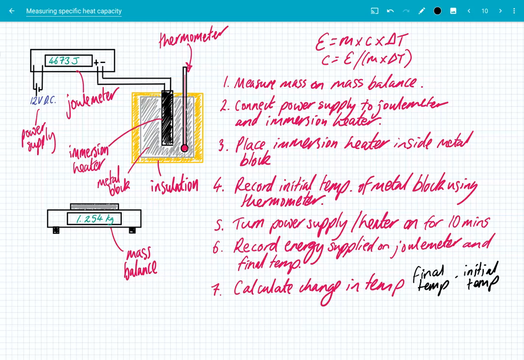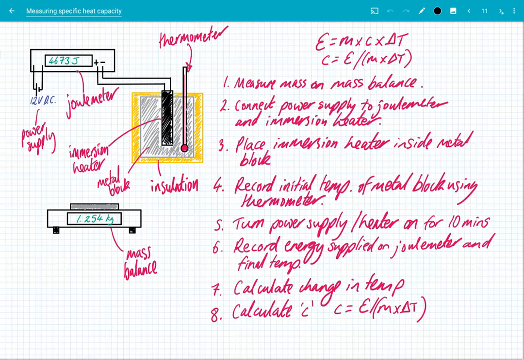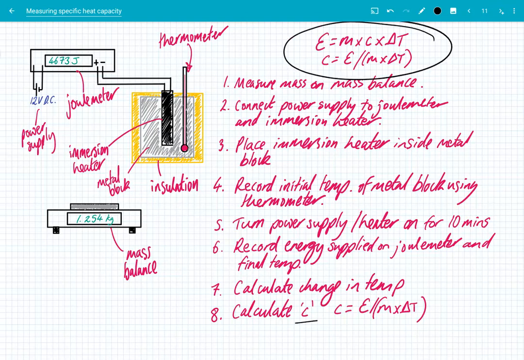And we're almost there. The last step is to simply calculate the specific heat capacity. And this is where we have to go back to our equation here. And we know that the specific heat capacity is the energy divided by the mass multiplied by the change of temperature. And those two are in brackets. It's really important to remember the brackets there. And when you substitute in your values for the energy, the mass, and the change in temperature, you'll have your value for the specific heat capacity of your material.